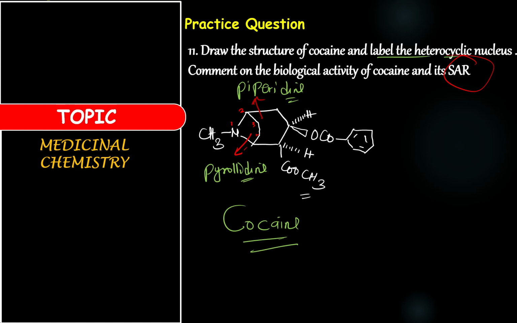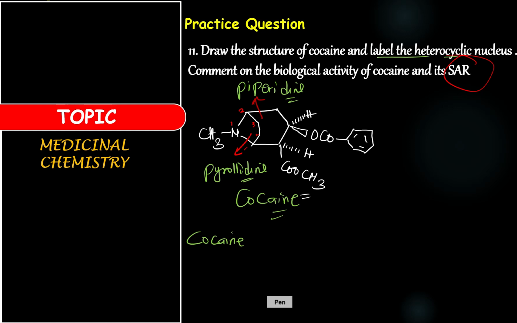Now when we talk about the structure-activity relationship of cocaine, there are some important things you need to look at. They say discuss, comment on the SAR. When cocaine breaks down, what do you think is going to form? This is the structure of cocaine. The breakdown of the structure of cocaine is called hydrolysis. So when this breaks down, what are you going to form, my dear student?